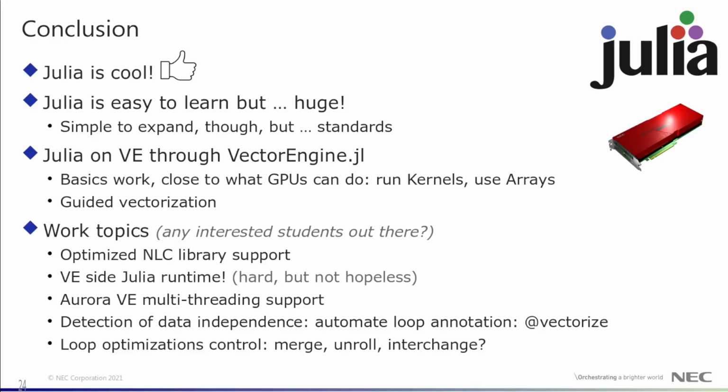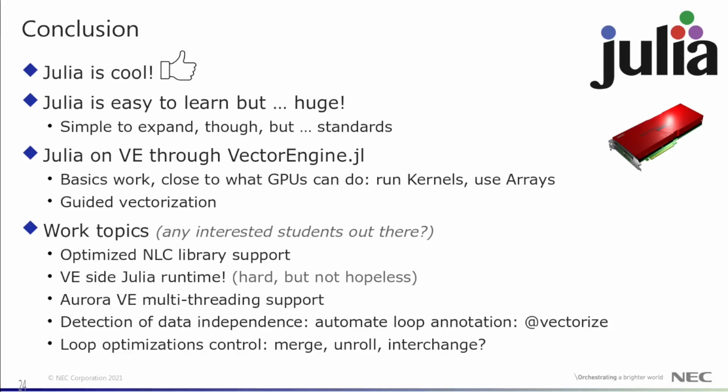Julia on Vector Engine, well, it works. The basics work. From what can be done, it is probably pretty close to what GPUs can do. It can run kernels, it can use arrays. It should get support for the optimized libraries. Then we need guided vectorization in order to get performance.